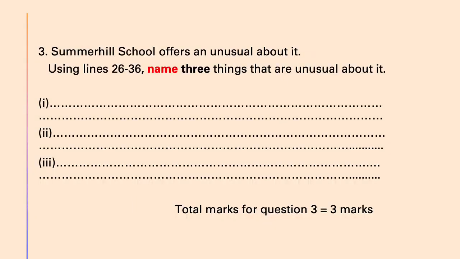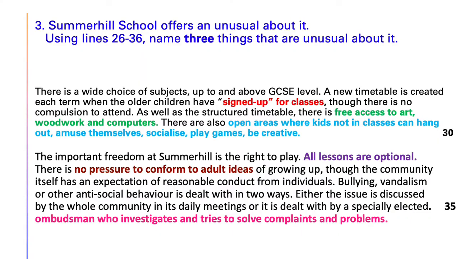Question number 3. Summerhill School offers an unusual about it. Using lines 26 to 36, name 3 things that are unusual about it. So here it's easy. You have to find 3 points and you can write the points in point form. You need not explain or describe anything. Just use point form to name the things. In this section, I found 6 possible unusual things. You can choose any 3.